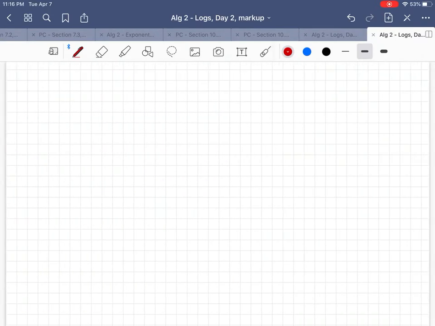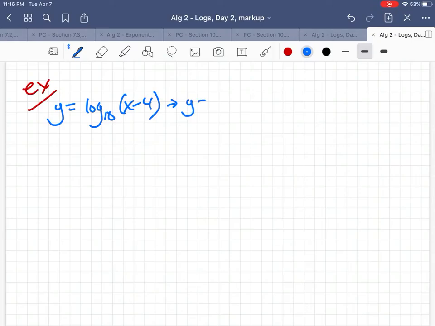All right, so for our example here, say we had this, y equals log base 10 of x minus 4. Now, you could see this written as log base 10. You also might see it like this, y equals log and then x minus 4 there. If there is no base right here, then it's assumed to be a base 10, okay? So you don't really have to write it.